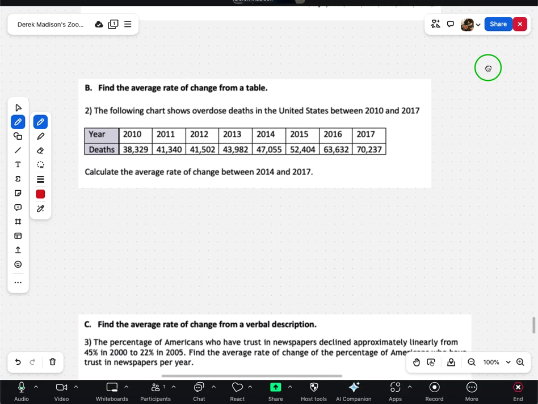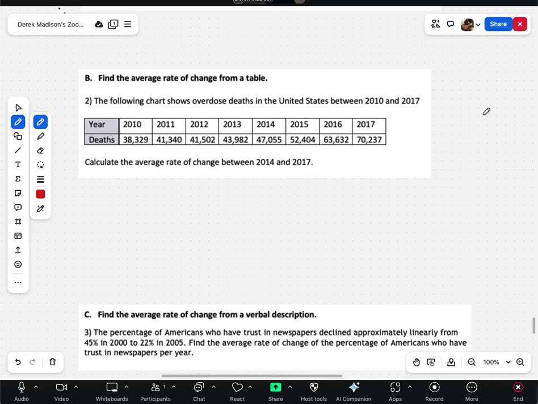Same idea, but now we're finding this from a table which we could write ordered pairs from. So it's very similar to this last problem. You're supposed to calculate the average rate of change. The chart shows overdose deaths in the U.S. from 2010 to 2017, and we're calculating the average rate of change between 2014 and 2017.